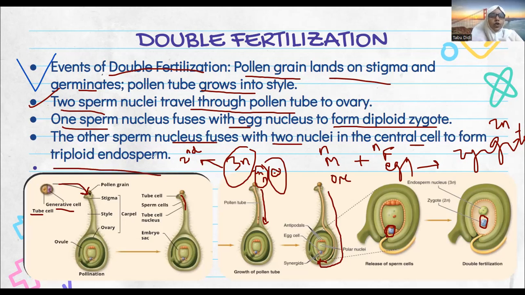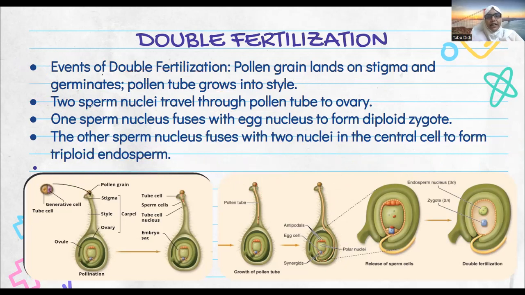Now, what is endosperm? We know that the chromosomal condition will become 3n. What is endosperm? We will see in a short while. So make a note of everything, and make a note of your doubts if you have any.